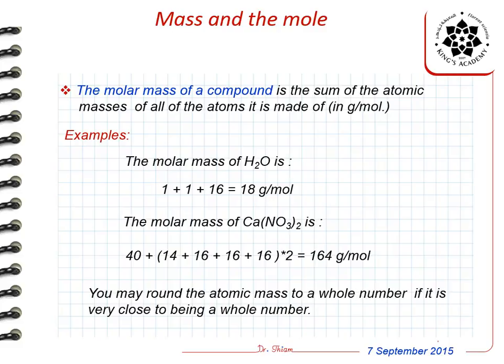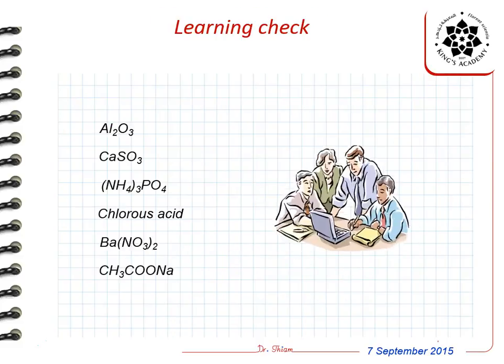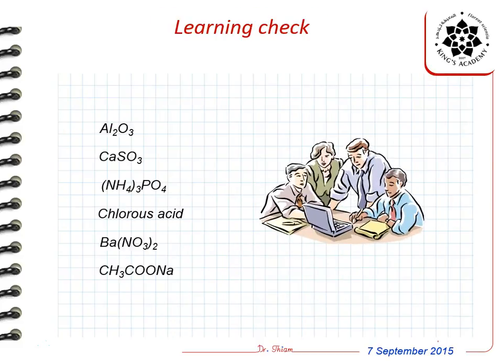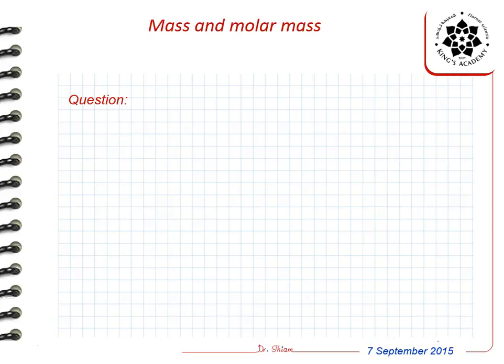You may round the atomic mass to a whole number if it's very close to being a whole number. Now, how close is very close? We can discuss that in class. Just make sure to ask. Learning check. Please try at least 3 or 4 of these, and then the rest of them we will do in class.